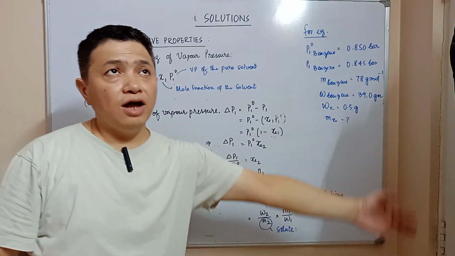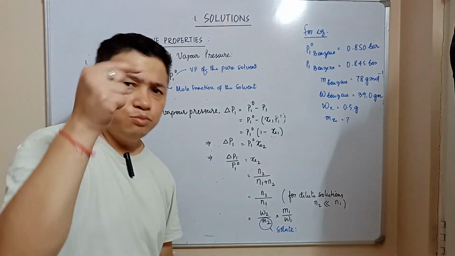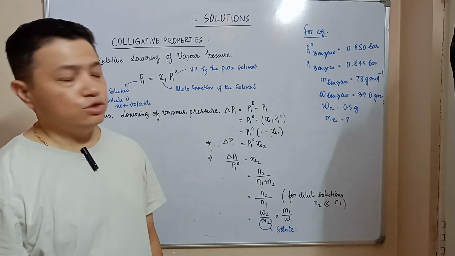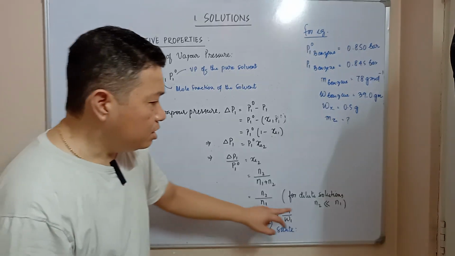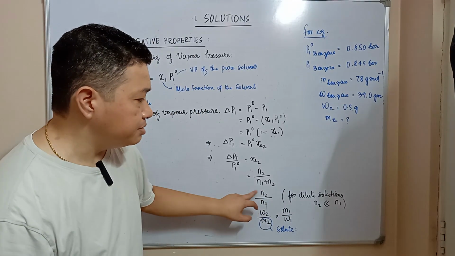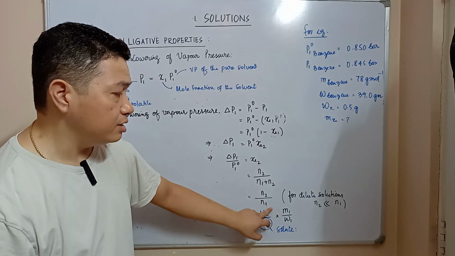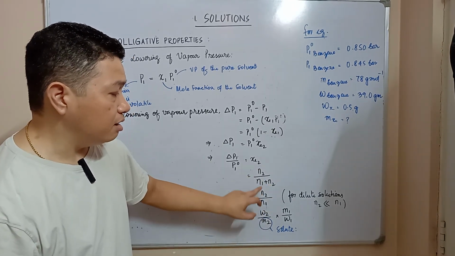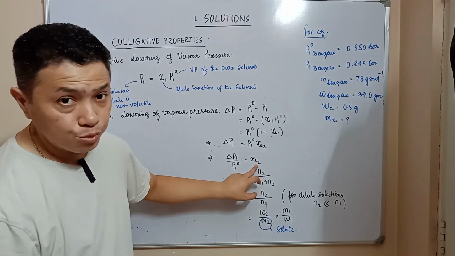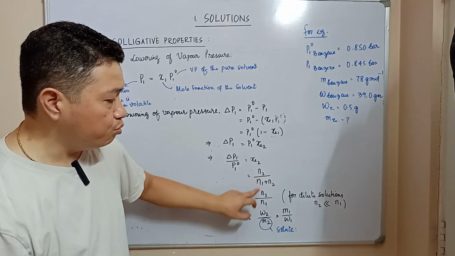There is a large volume of the solvent and a small pinch of the solid is dissolved. So the number N2 becomes insignificant in the denominator. So we are removing the N2 only in the denominator, but in the numerator it remains. So it becomes N2 by N1.